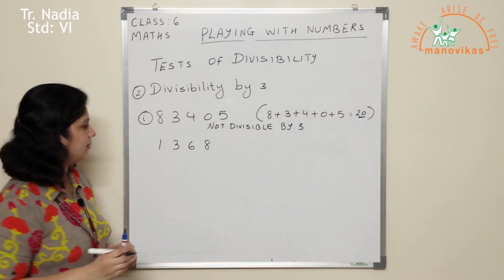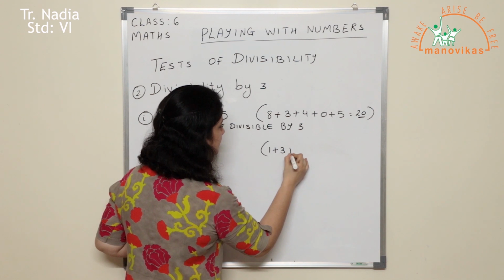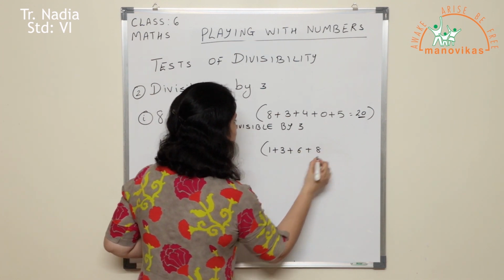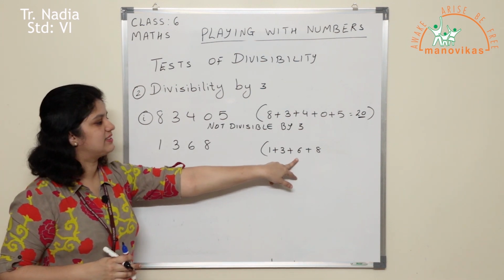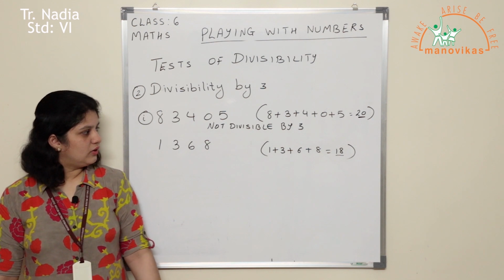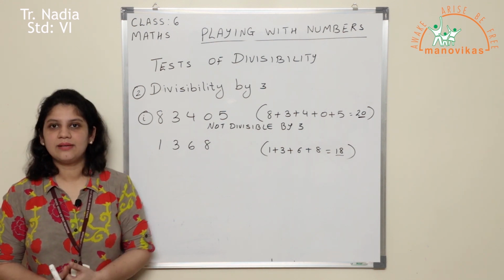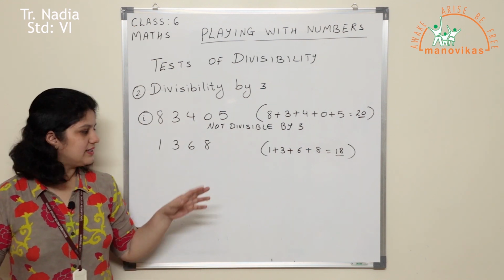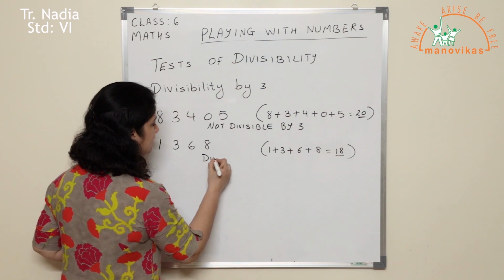Let us check the next number. Take it in the rough column and add the digits. So 1 plus 3 plus 6 plus 8. 1 plus 3 is 4 plus 6 is 10 plus 8 is 18. Okay, so does the number 18 come in the 3 times table? Yes, 18 is a multiple of 3. So we can say that this number, the second number, is divisible by 3.